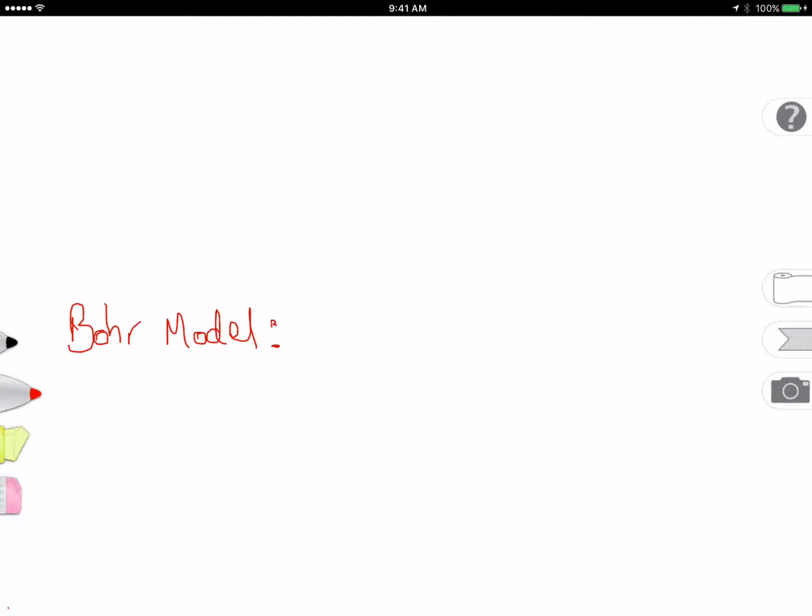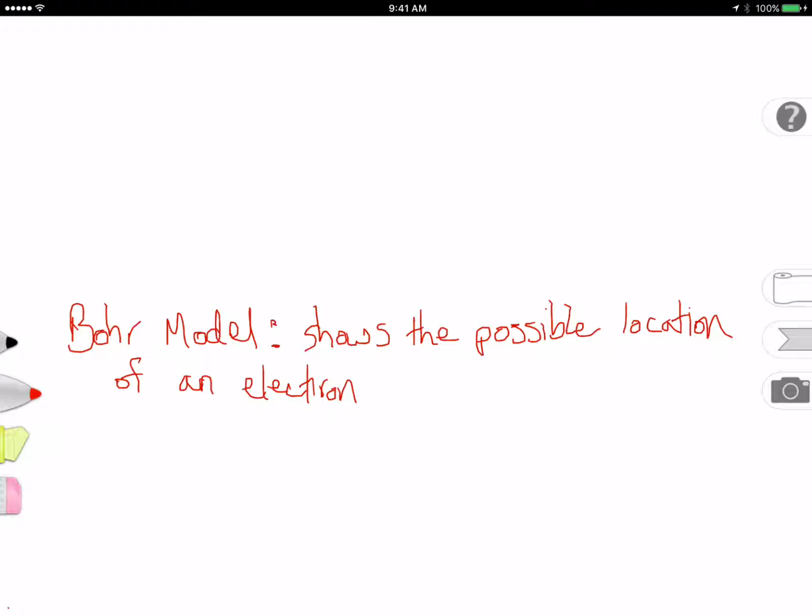Let me show you how to do a Bohr model. They're actually very simple, but first, a quick definition of what it is. A Bohr model shows the possible location of an electron and the energy level.